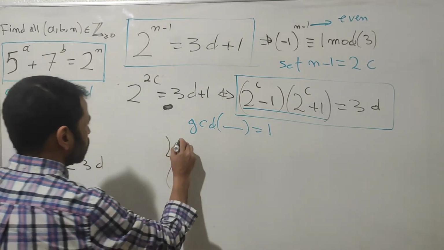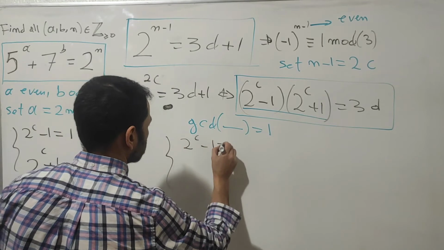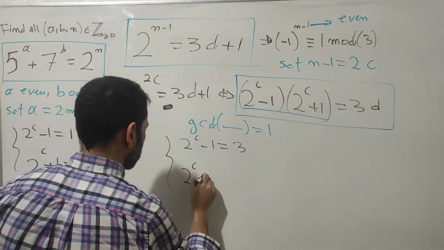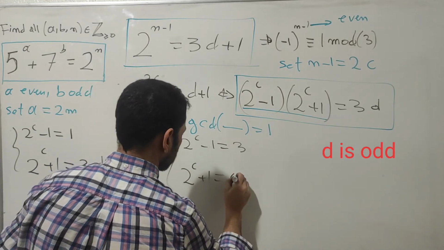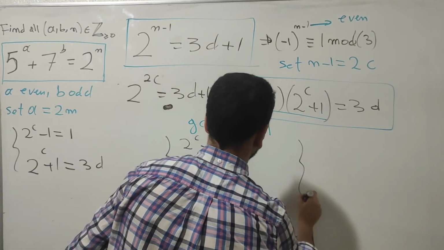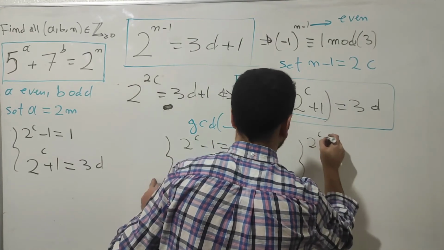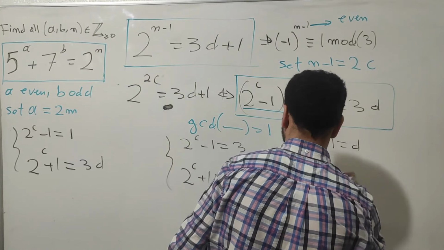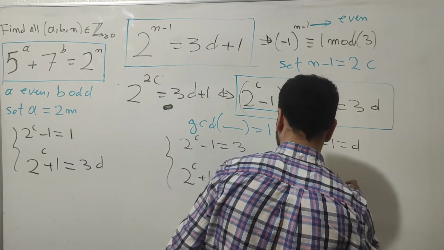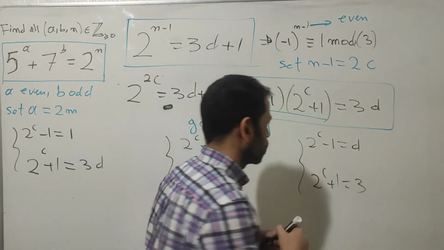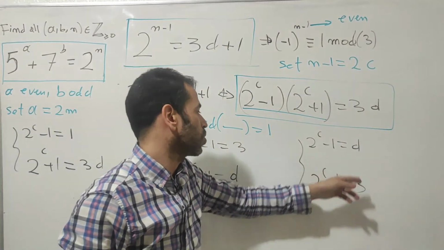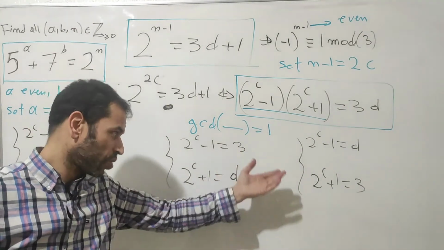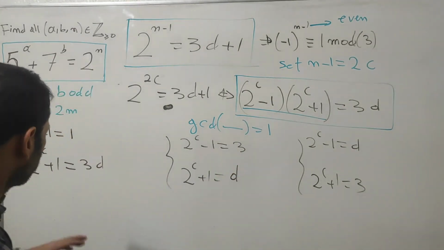The other case, maybe you have 2 to the C minus number 1 is going to take number 3. The second one is going to take D. Lastly, we can have the inverse here: 2 to the C minus number 1 equals D, and the other one is going to take 3, because we don't know yet which one is smaller and which one is bigger. Make sure one of the equations is an extra. I just want to show you something here.